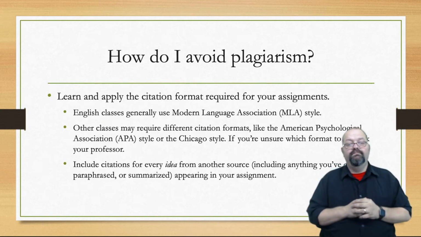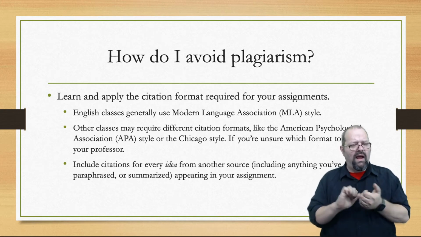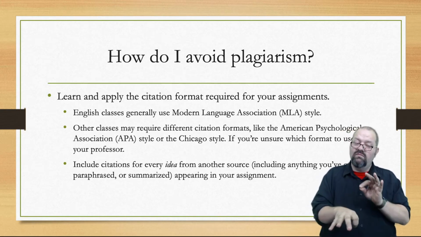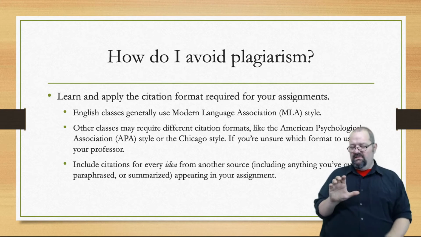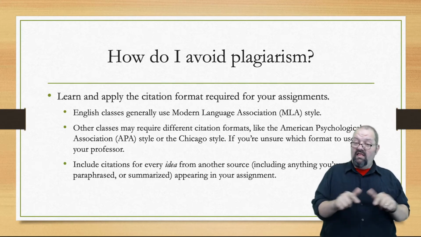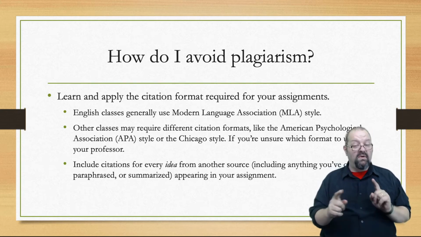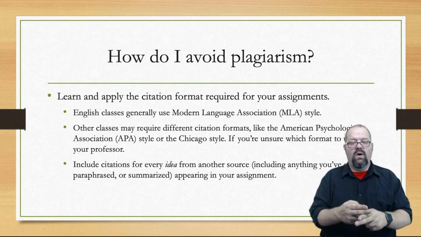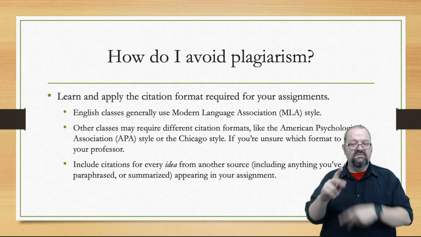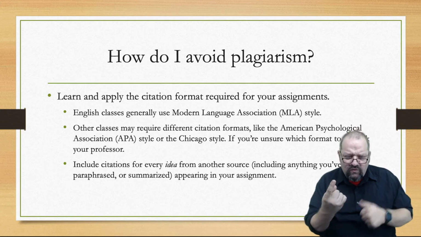So now that you understand the potential consequences for plagiarism, how do you avoid it? It's simple. Learn and apply the citation format required for your assignments. English classes generally use the Modern Language Association, or MLA, style. Other classes may require different citation formats, like the American Psychological Association, or APA style, or the Chicago style. And if you're unsure which format to use, ask your professor.